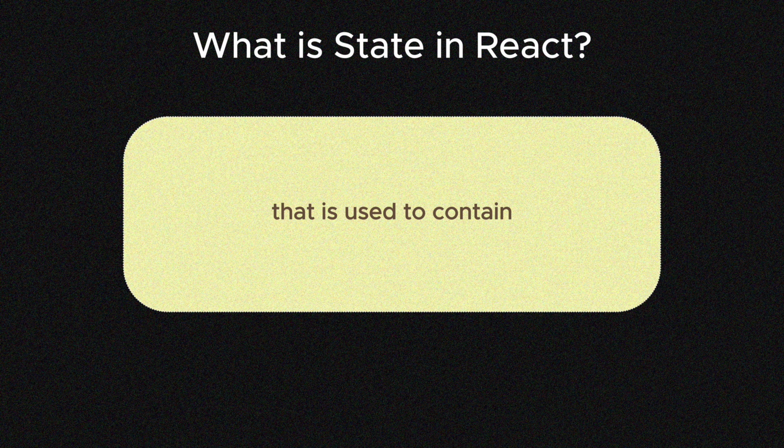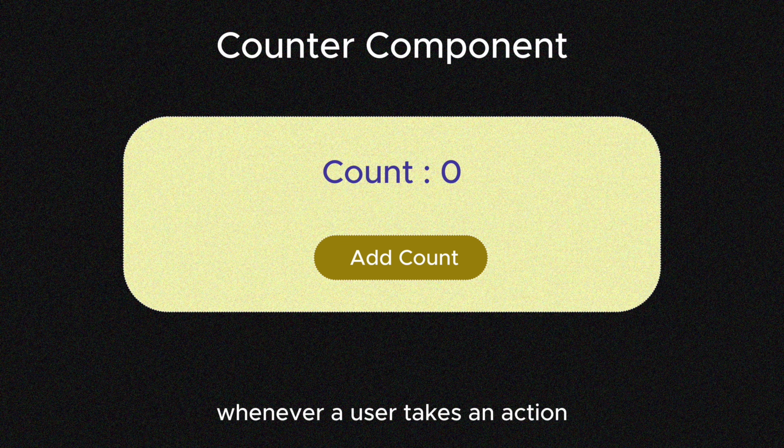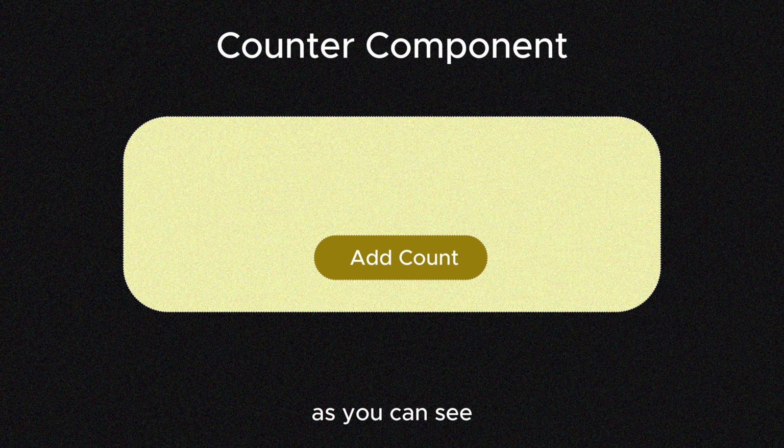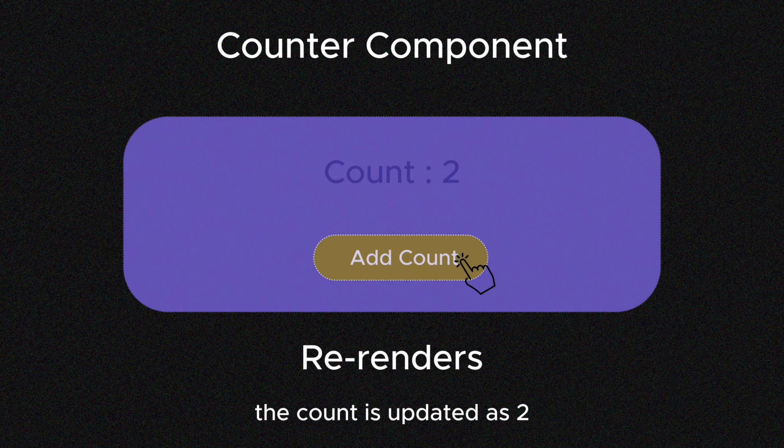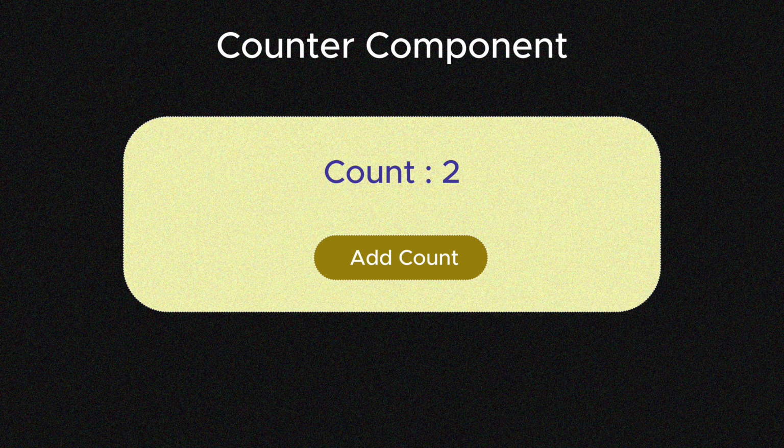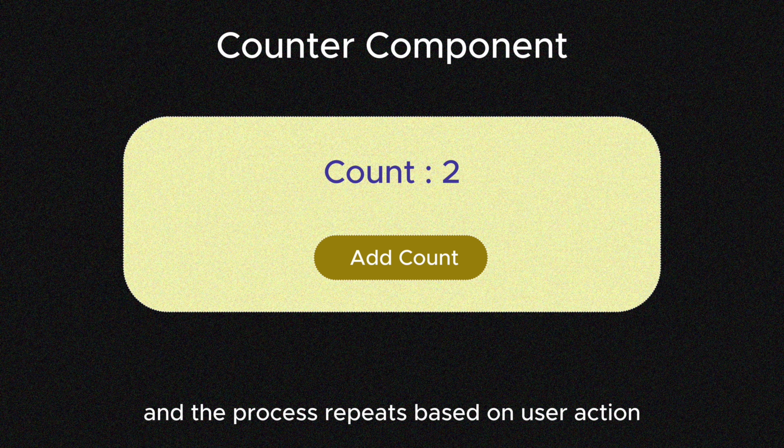For example, let's take a counter component. Whenever a user takes an action, or during a system-generated event, the state of the count changes. So let's see what happens when I click on the Add Count button. As you can see, the component re-renders, and the count is being updated as 1. And if I click it again, the count is updated as 2. And the process repeats based on user action.